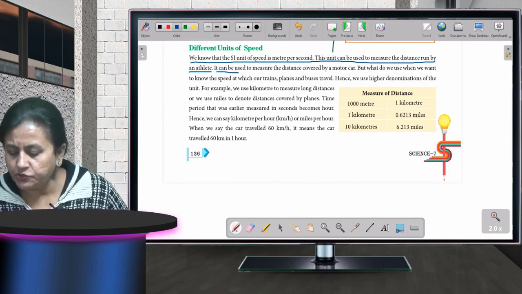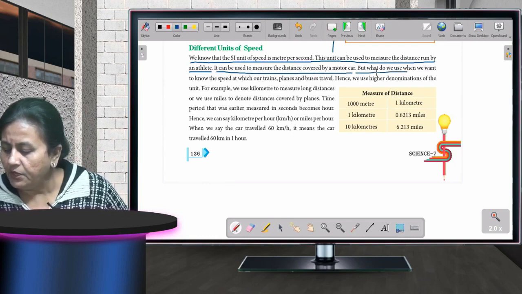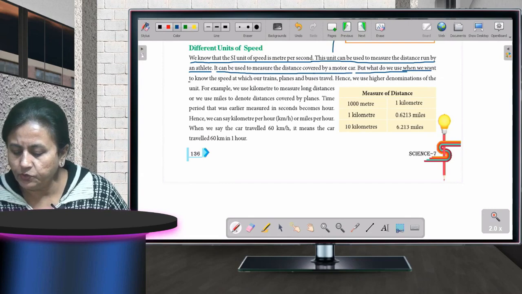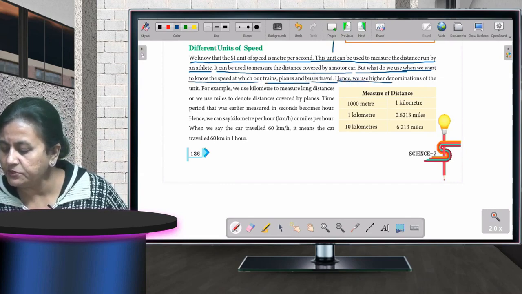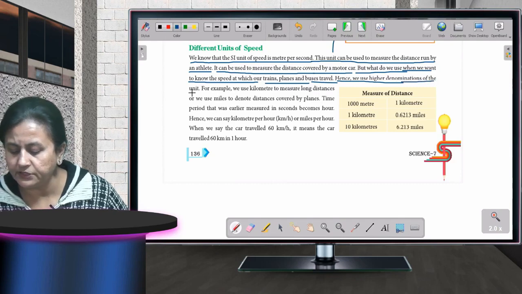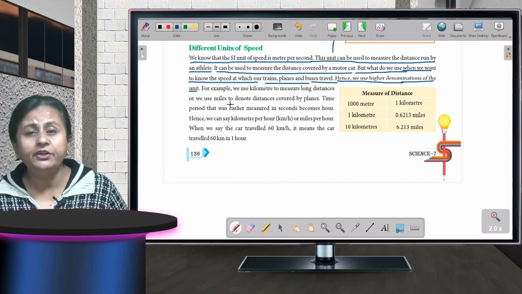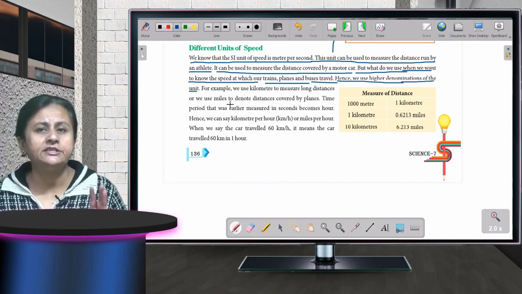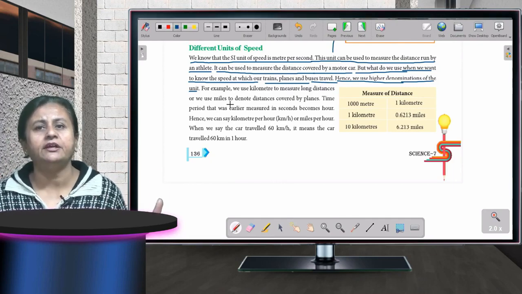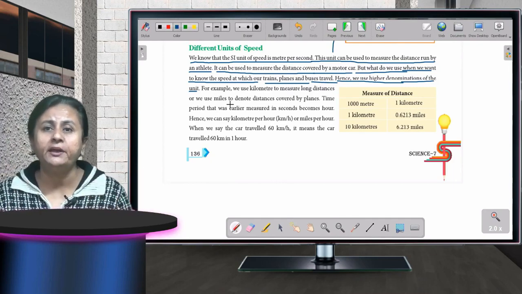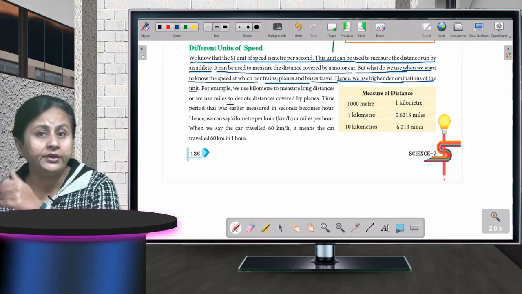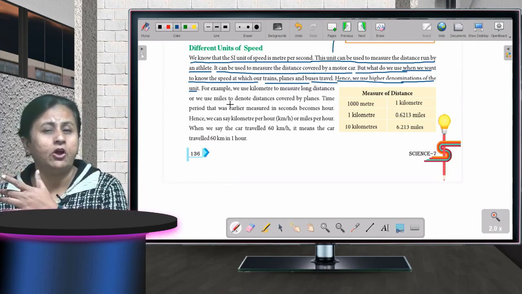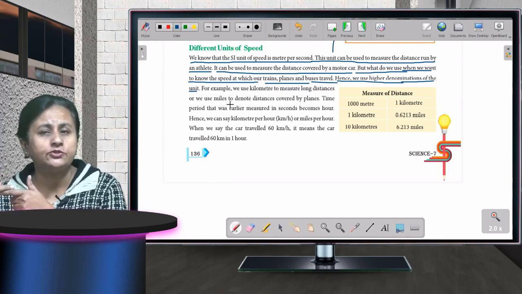It can be used to measure the distance covered by a motor car, but what do we do when we want to know the speed at which trains, planes and buses travel? Hence, we use higher denominations of the unit. Why are we using higher denominations? Because when the athlete is running, he is covering a small distance. But when aeroplanes, trains and buses are moving, they are covering a long distance. So the denominations for measuring have to be higher.